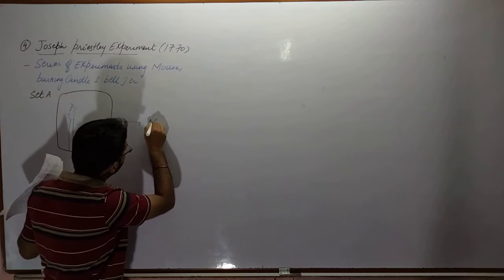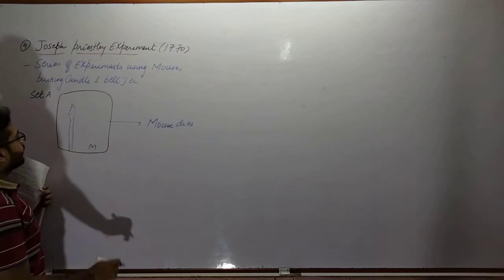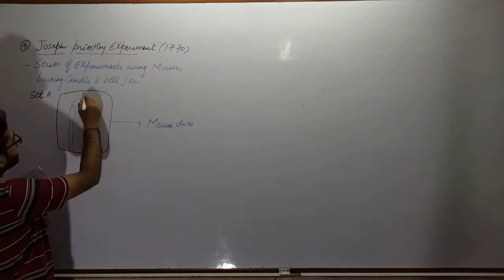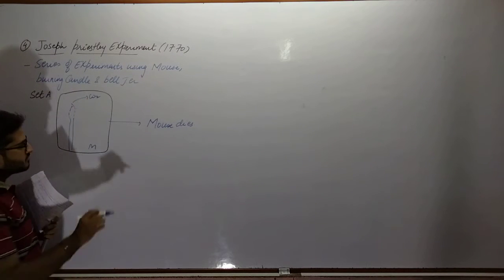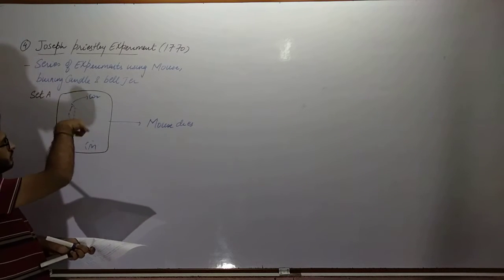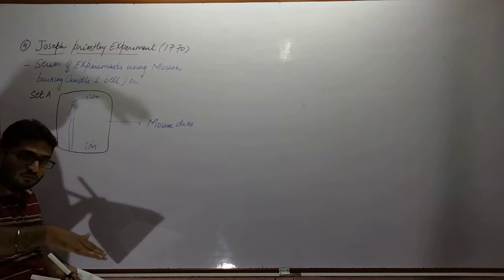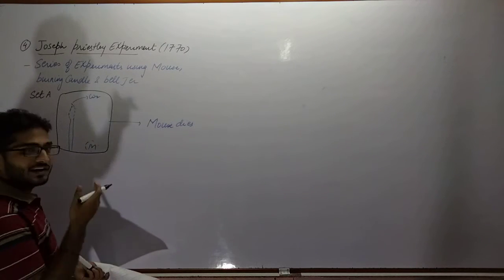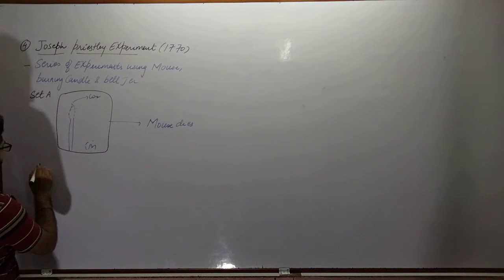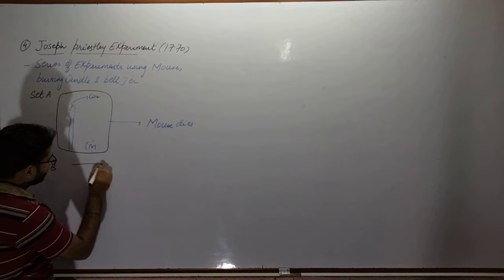So when the burning candle was exposed to the mouse and the bell jar was placed, what he found is the mouse dies. Why does the mouse die? Because this burning candle produces carbon dioxide and he was not getting sufficient oxygen, because the burning candle was producing carbon dioxide and this jar was placed on top of it. The candle also stops burning.